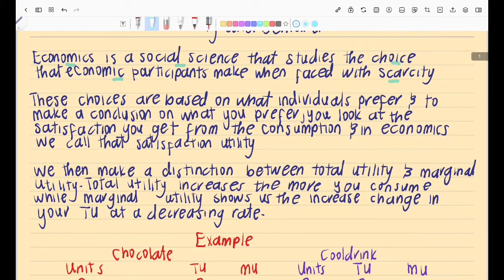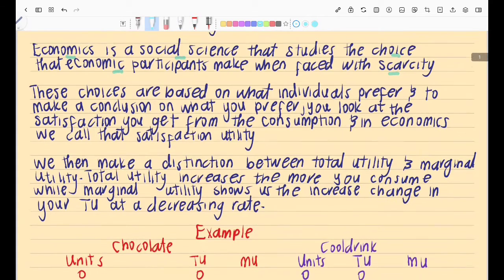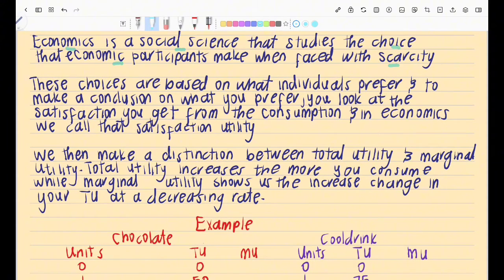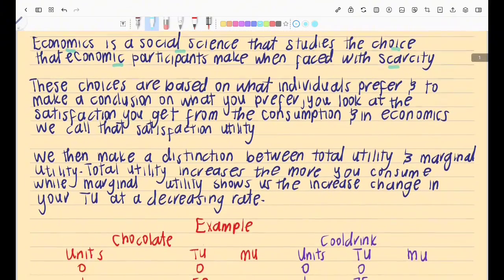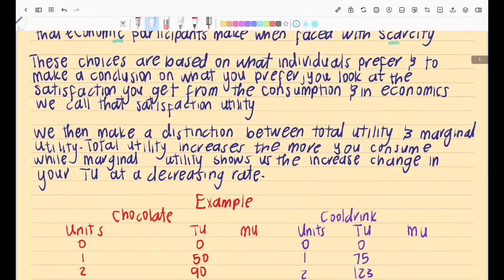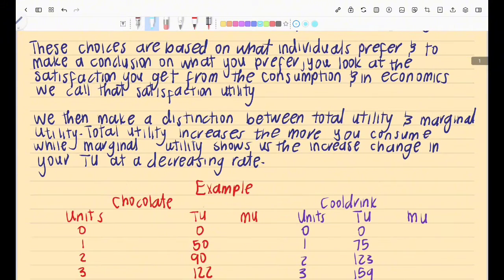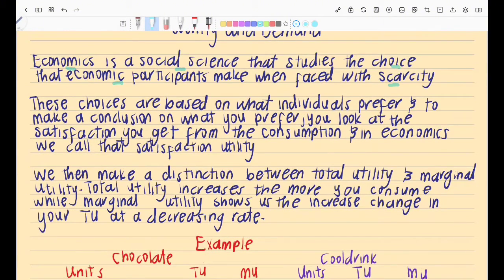The reason why I want to remind you of this definition is so that you understand why we are studying the topics that we are studying. The topic we are focusing on today is utility and demand. But before we get to that, let's go back to this definition. It is talking about choices made by participants, and these participants are individuals, such as households, governments, etc. But they are individuals, so it's studying the choices that individuals are making, all right?